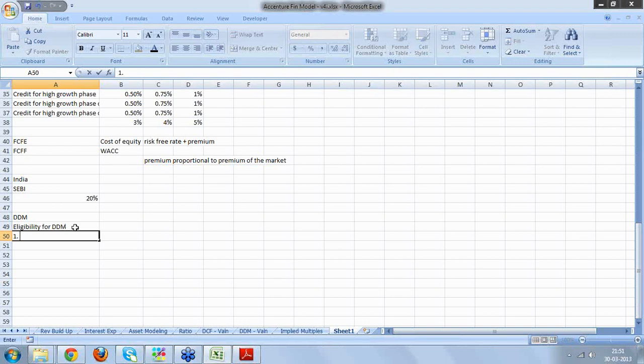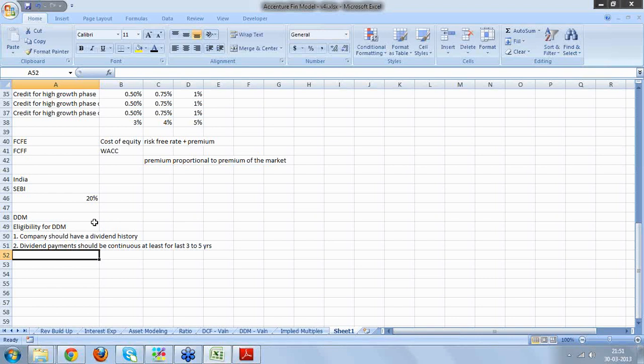This is very important. First of all, the company should have a dividend history. If the company has never paid a dividend in the past, and you're trying to apply a DDM, theoretically it might be correct, but practically nobody is going to listen to that in the industry. So companies should have a dividend history. One, dividend payments should be continuous, at least for the last 3 to 5 years. So there should be no break in the dividend payments.